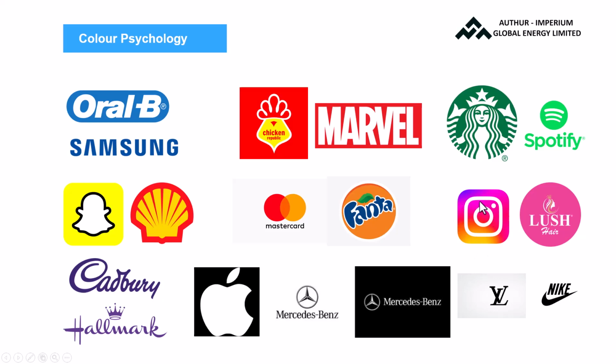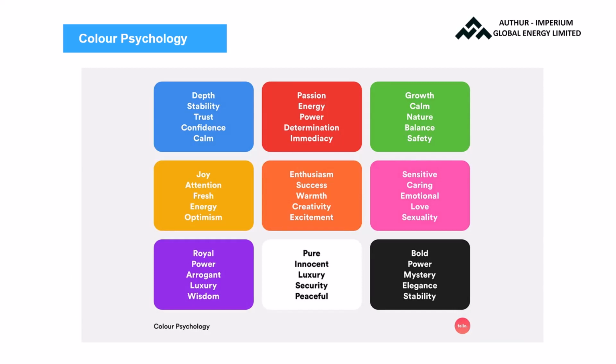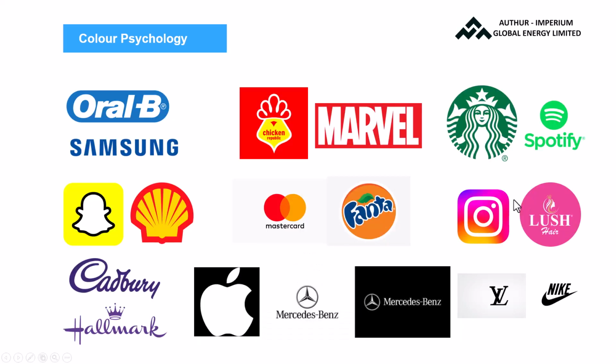Then for pink, we have some pink in Instagram's logo representing care, emotional, all those things. So Instagram is a very emotional place for some people. Then Lush Hair, targeting the feminine brand. So a lot of feminine emotions like love, care are related to the pink color, and that's why they use it for their brand.